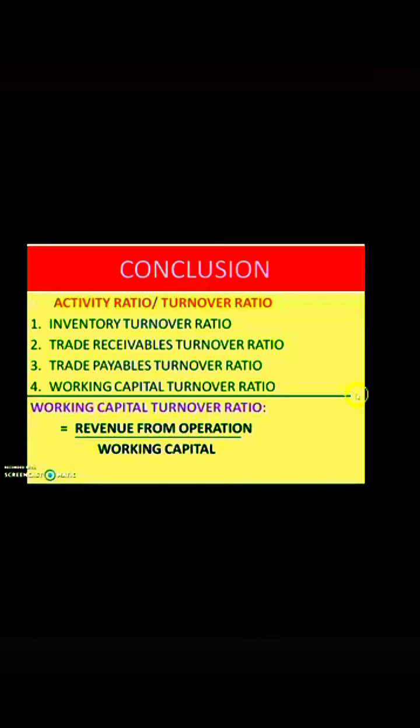So we have come to an end of this session. We have discussed today the 4th type of activity ratio, that is working capital turnover ratio. In all, there are 4 types of ratio coming under activity ratio. They are inventory turnover ratio, trade receivables turnover ratio, trade payables turnover ratio, and working capital turnover ratio.